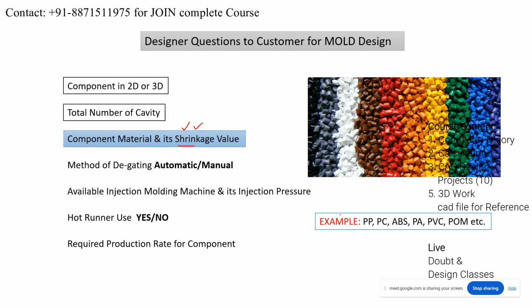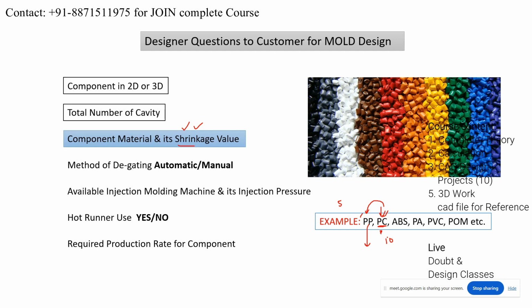For example, if the customer says, sir, we will use the PC material, but instead of the PC material, during the production the customer uses PP material. What happened there, tell me? PC viscosity and PP viscosity. For example, I'm taking the unit: if the PP viscosity is 5, then PC viscosity is 10. It is twice.